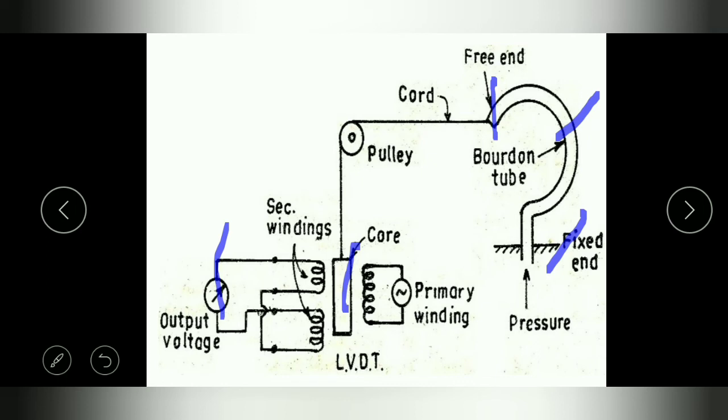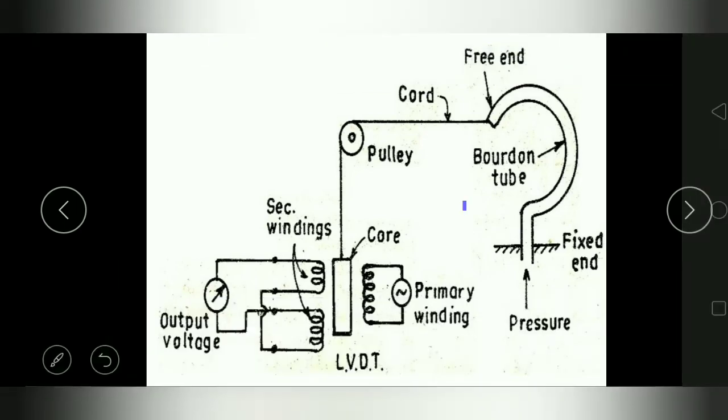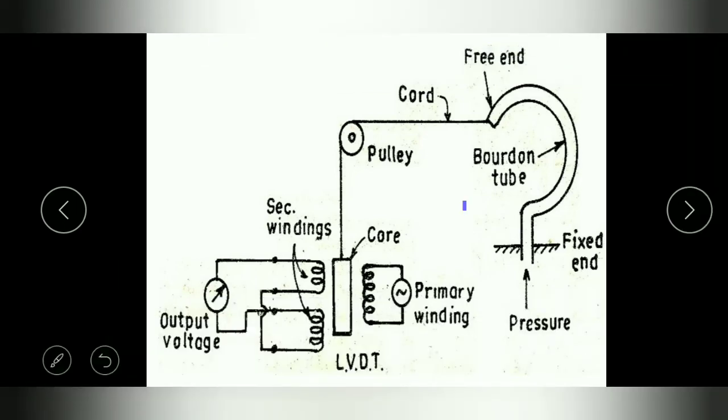Bourdon tube pressure gauge. So here you can see the Bourdon tube pressure gauge is a mechanical device which is acting as the primary sensing element of the physical quantity, here it is pressure, and the LVDT is acting as the secondary transducer, where the pressure or the displacement of the free end of the Bourdon tube is converted to an output voltage. That is, both the primary sensing and secondary sensing element perform their work.